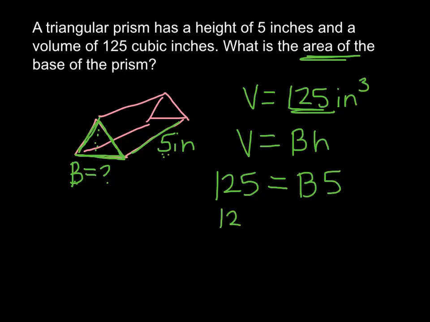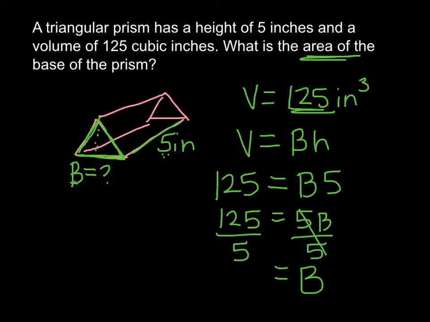And I'm actually going to turn it around and write it like this, 5B, because we always put numbers before the variables. Now, how do I undo this multiplication? I divide. So that's going to divide out to be 1. So big B is equal to 25. And that's actually going to be 25 inches squared because big B is area. So when you're finding missing dimensions, all you have to do is plug into your formula.